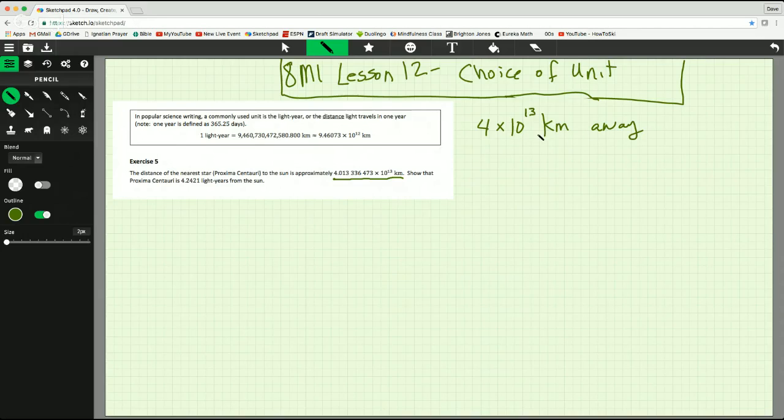It's a long way. So what scientists did is they invented this new unit, which says light travels 9.4607 times 10 to the 12. That's how far light travels in 1 year.